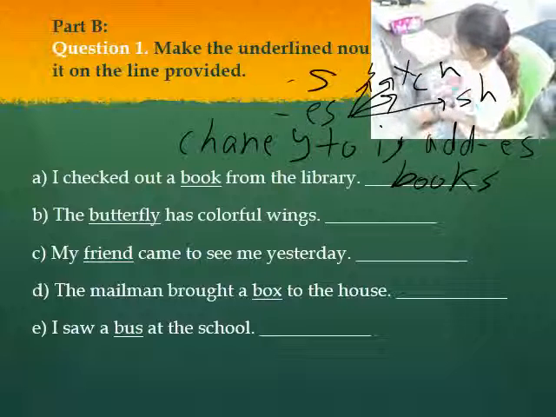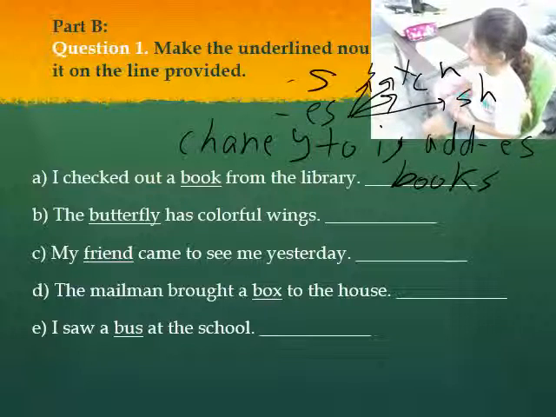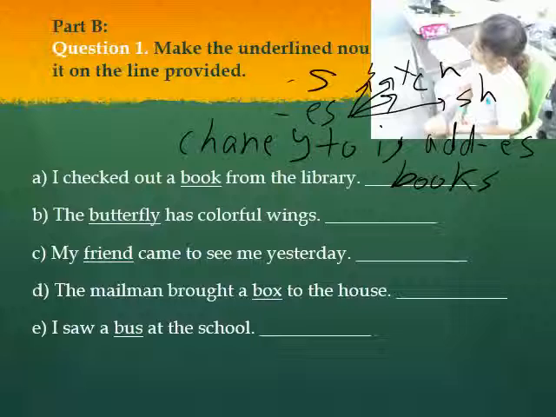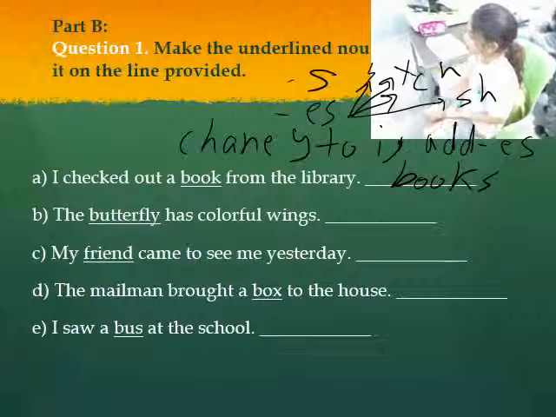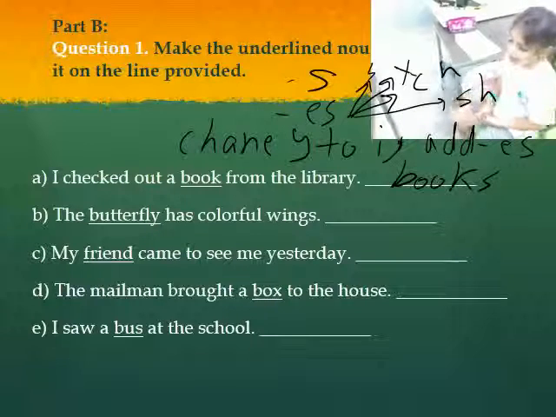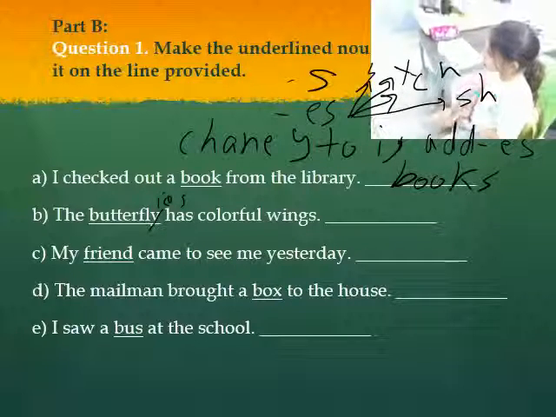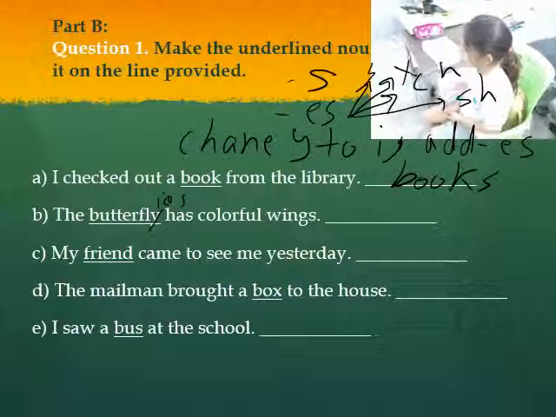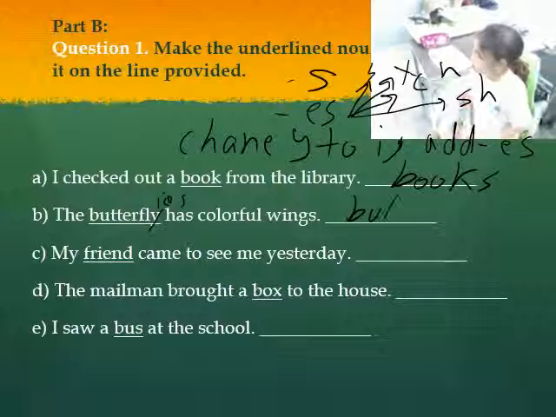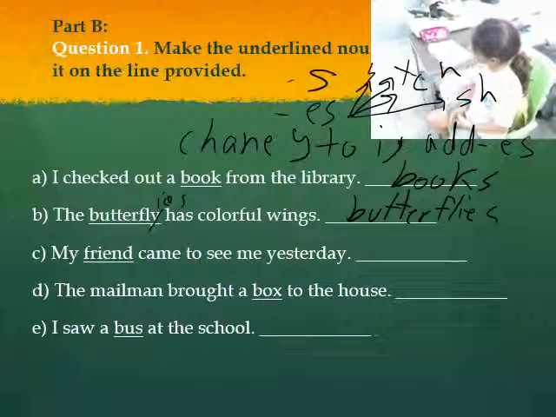Okay, B. Mia. The butterfly has colorful wings. Okay, how do we change it to its plural form? We cross the Y and add IES. Okay, why did we cross the Y? What's before the Y? A consonant. Very good. So we write butterflies.